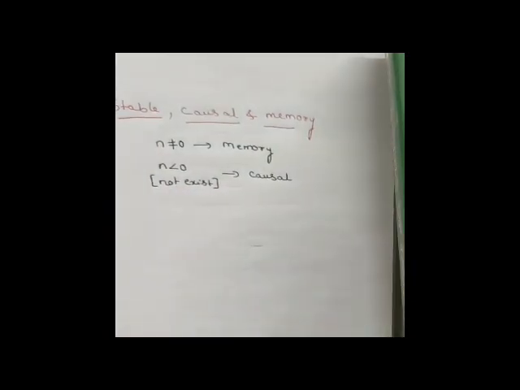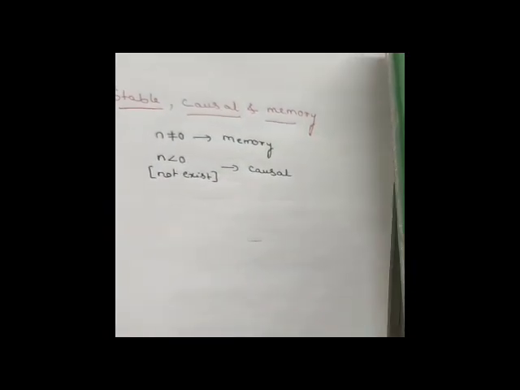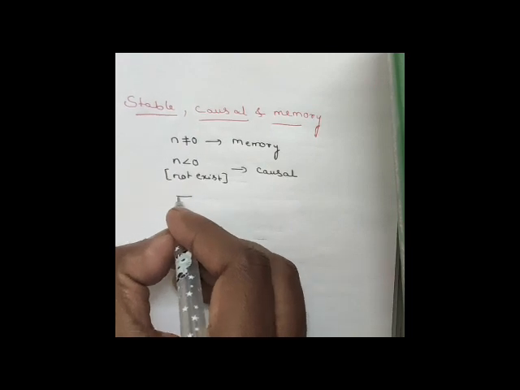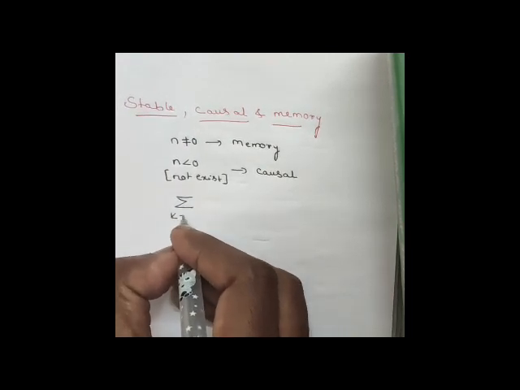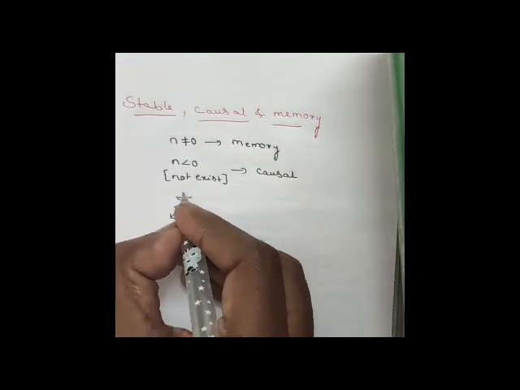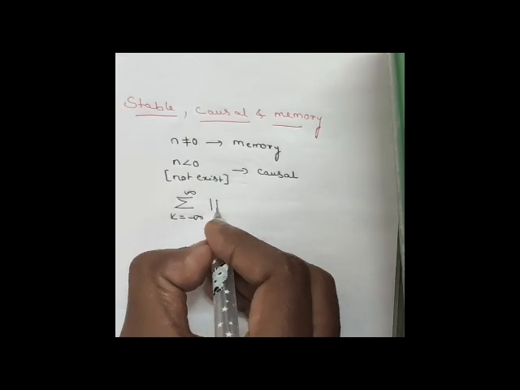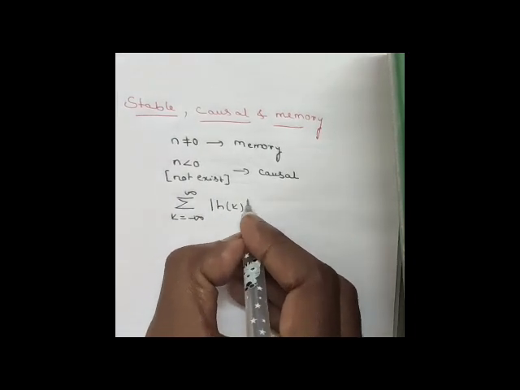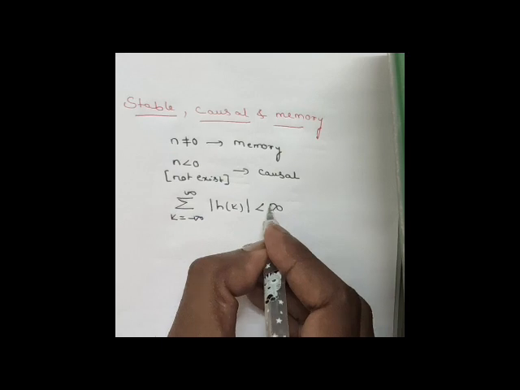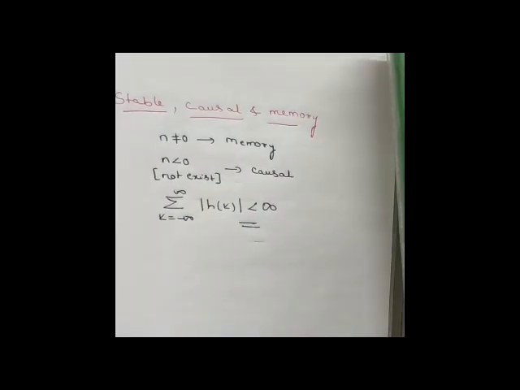Next is stable or stability. The system is said to be stable if the impulse response is finite. So that representation is summation k equals minus infinity to plus infinity of h of k should be less than infinity. This is how we need to find all these three conditions.